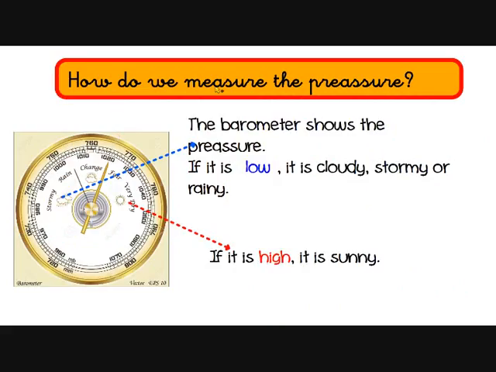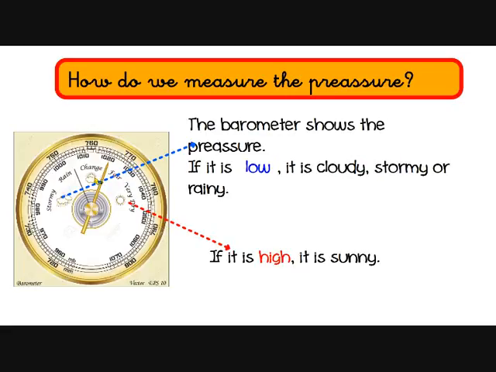So how do we measure this pressure in the atmosphere? Well, we have a tool called the barometer. The barometer shows the pressure, yeah, with these numbers here, and also these symbols. So when the pressure is low, lower numbers, it means cloudy, stormy, even rain, yeah. When the big hand is in the middle, it means, well, it's changing.